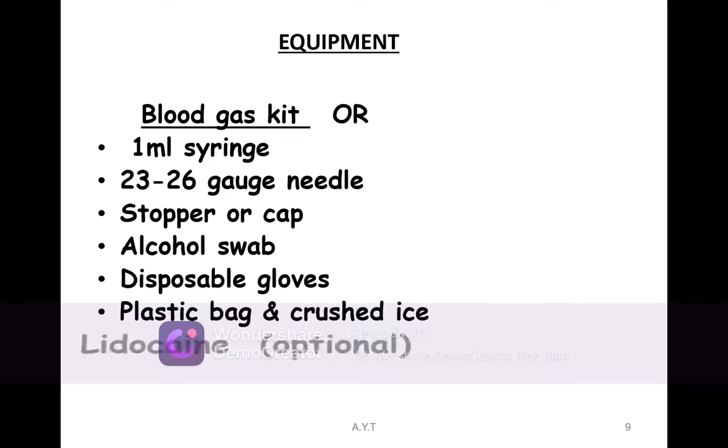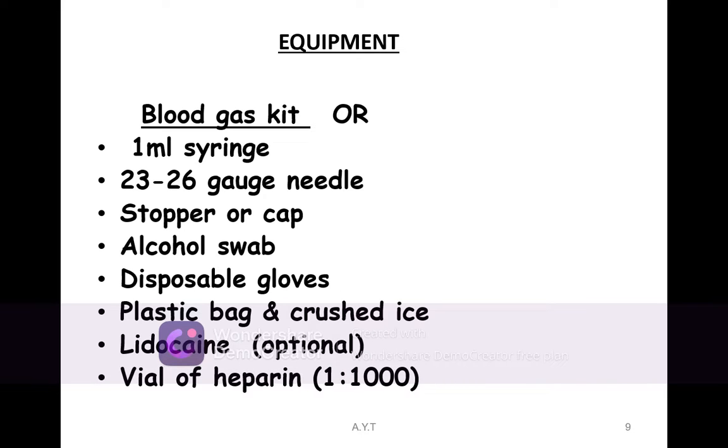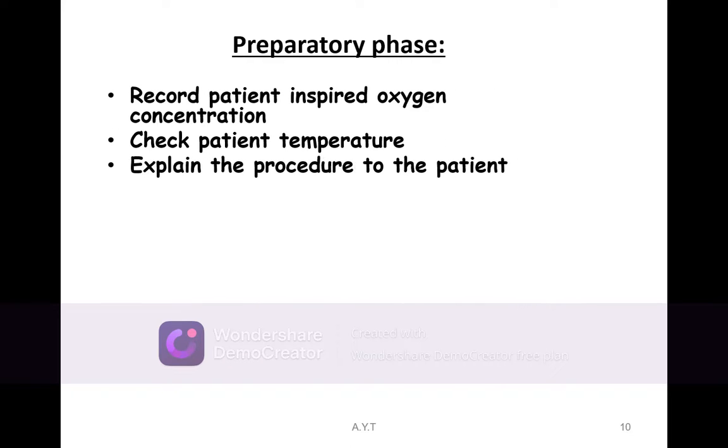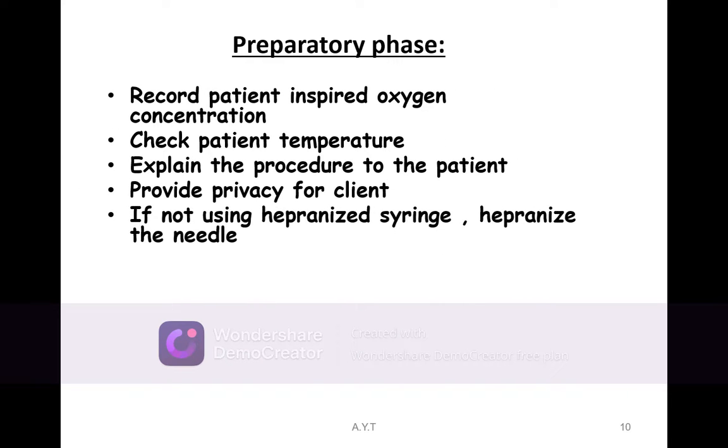For the collection, these are the things which you have: the syringe and the other things, lidocaine, heparin 1:1000, etc. It's not important to remember. The patient should be consented and should be explained. Before going, and once the patient is consented, perform Allen's test, because you are puncturing the radial artery or ulnar artery. Radial is palpable, ulnar is not palpable very often, so we will take the radial artery, an easily accessible site.